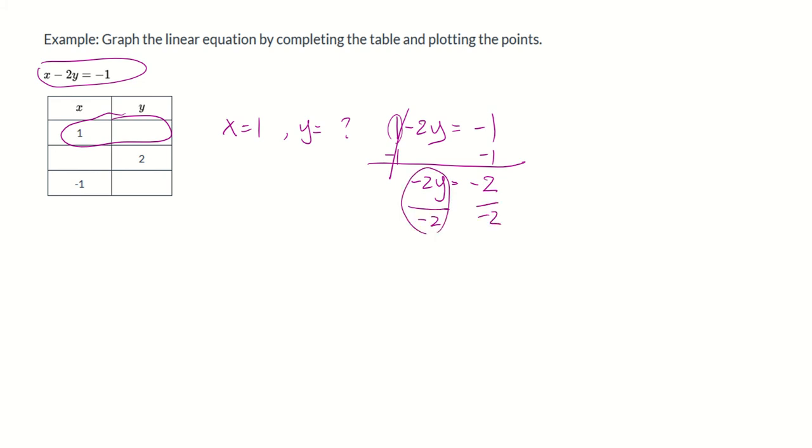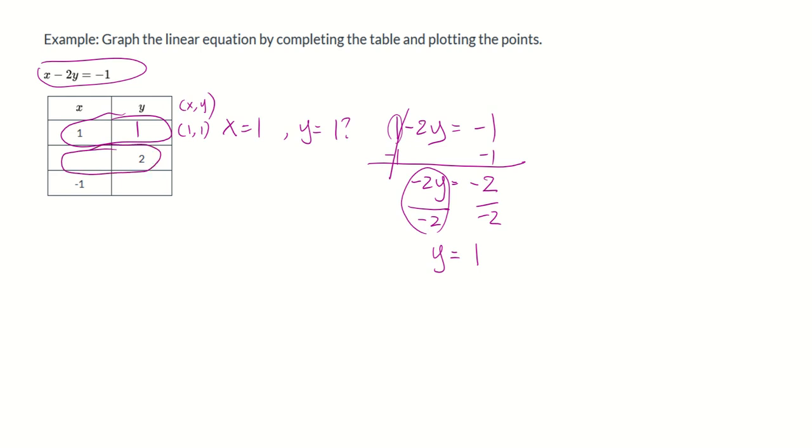So on the left side, y is by itself. y equals 1. Okay. So when x is equal to 1, y is also equal to 1. And the ordered pair we have here is 1, 1. Okay, that's one point on the graph. All right, now let's find out the second ordered pair.